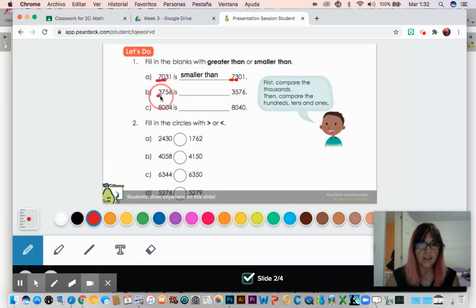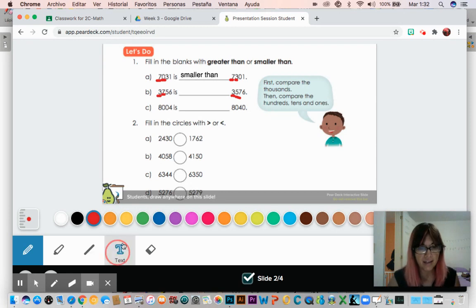You look at the 3, they are the same. So now I look at the 7 and the 5. So begin here. The 7, I mean the whole number, but right now we just pay attention to the 7. The 7 is greater or smaller than the 5.